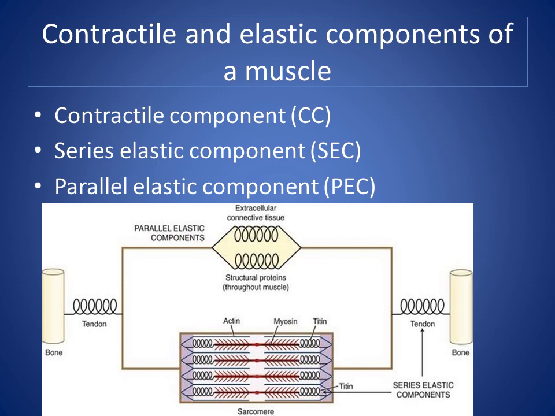These are also called the series elastic component, and the tendons which are present in series with the muscle are called series elastic component. And the parallel elastic components are the extracellular connective tissues and the structural proteins, that is, the elastic tissue that covers the proteins. These are called the extracellular connective tissue. These are the parallel elastic component.